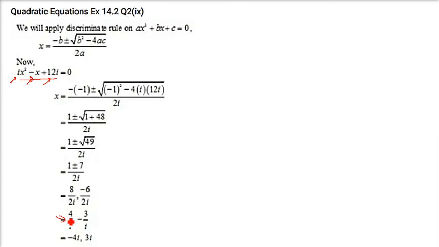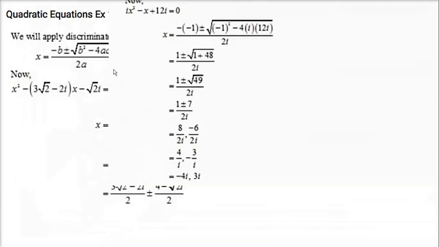The only thing you have to see here is when you get 4 by i, don't leave it like 4 by i and this minus 3 by i. Multiply the numerator and denominator by i. What do you get? 4i by i square, and minus 3i by i square. i square is minus 1, so minus 4, and this gets cancelled. So minus 4i and 3i is the solution. Otherwise, you just have to use this Sridharacharya formula.